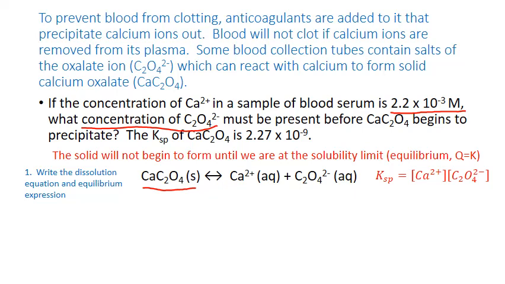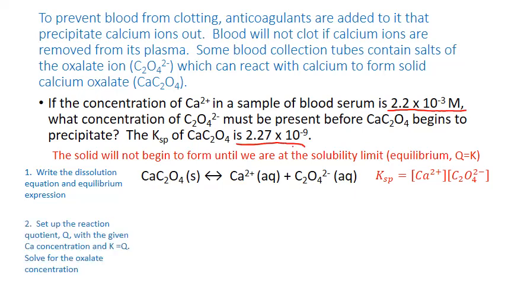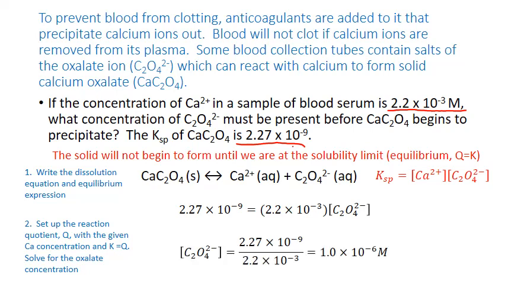And we're going to substitute into this equilibrium expression the concentration of calcium that we know, as well as the KSP value, and we'll solve for our oxalate ion. So we divide both sides by 2.2 times 10 to the negative 3, and we get an oxalate ion concentration of 1.0 times 10 to the negative 6 moles per liter. So this is the minimum concentration of oxalate ion we need to have in solution in order to start precipitating out the calcium ions.